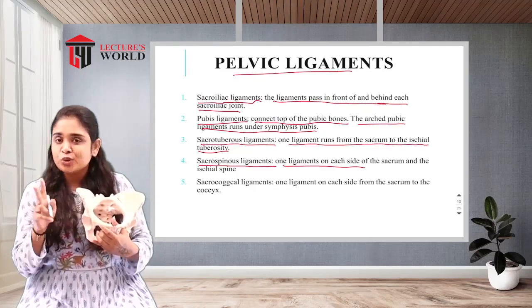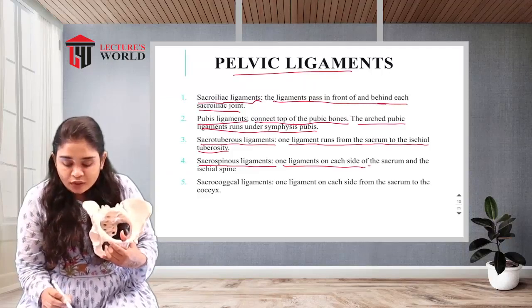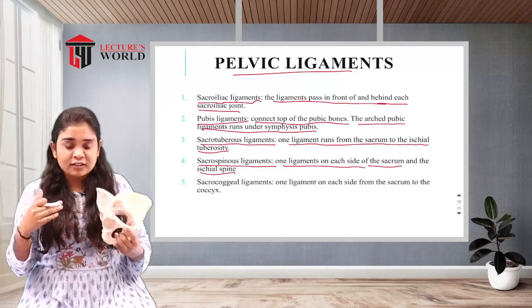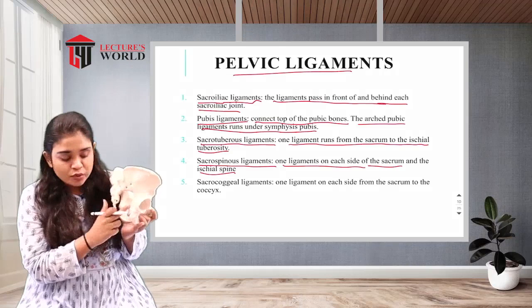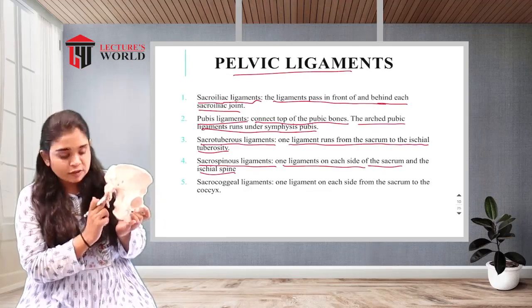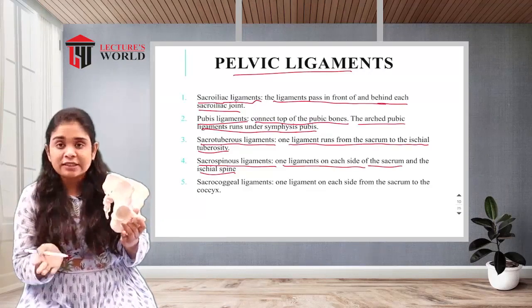Then after that the sacrospinous ligament, one ligament on each side. So here also two ligaments are there, left and right. It runs between the sacrum and the ischial spine, sacro and spinous. So the ischial spine, that is also spinous, right? So the sacrum and the spinous. So one ligament will be over here, left and right. So there will be two, one on either side.